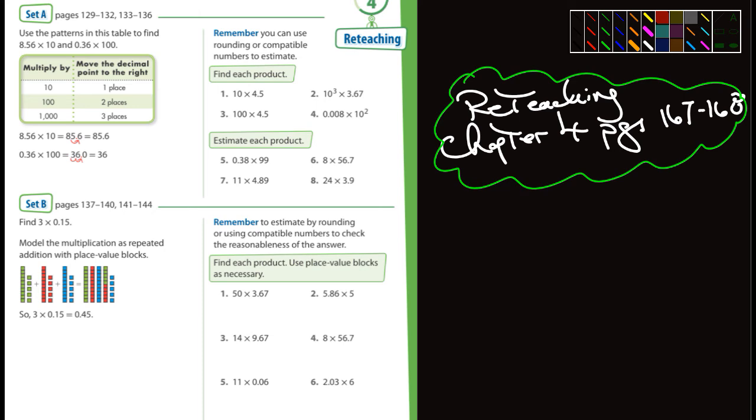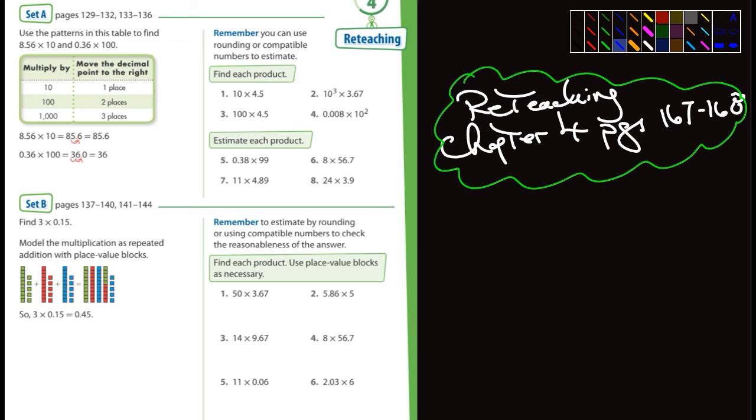Anyway, so we're doing the reteaching, chapter 4, pages 167, 168. If you remember, what's nice about the reteaching is that under each set they give an example. In set A, it tells you how to do problems 1 through 8. At set B, they give you an example and they want you to do these problems. So you can just look at the examples under each set. But let's do a couple of these together here.